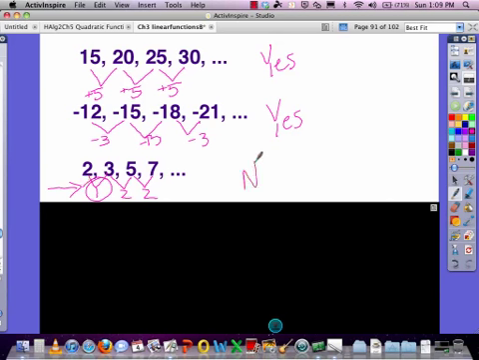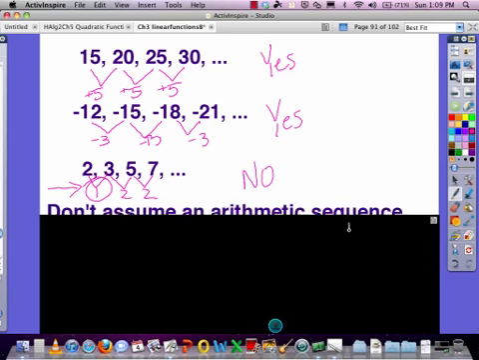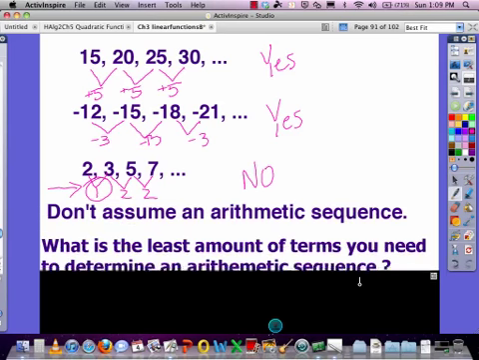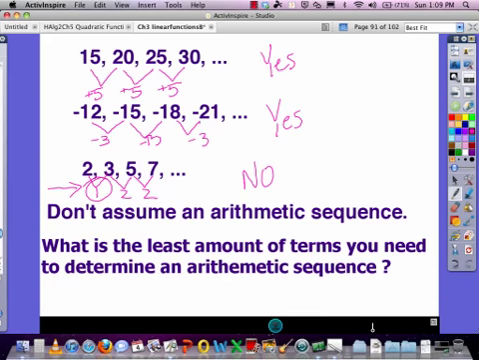And please do not assume that all sequences in this chapter, these last two sections in particular, will be arithmetic, because they will throw some in that are not. So look at these questions. Don't assume an arithmetic sequence on any of our problems. That's going to be part of your work. Look to determine whether you have an arithmetic sequence first.